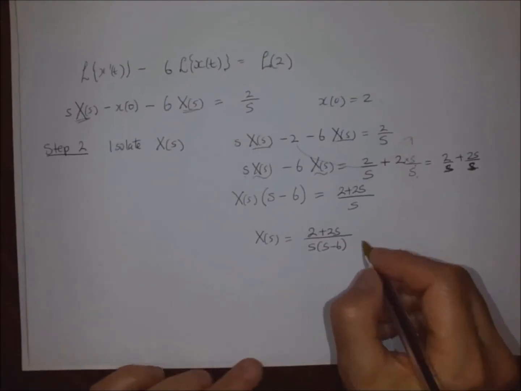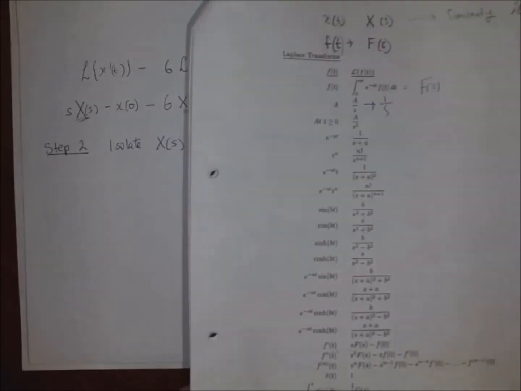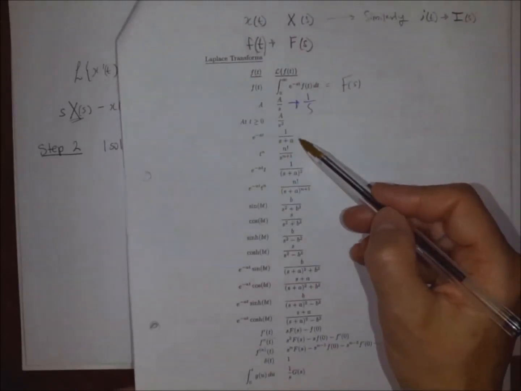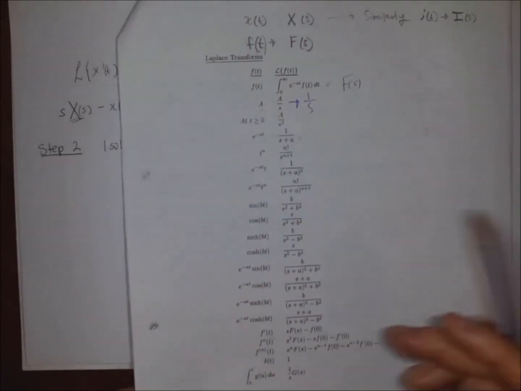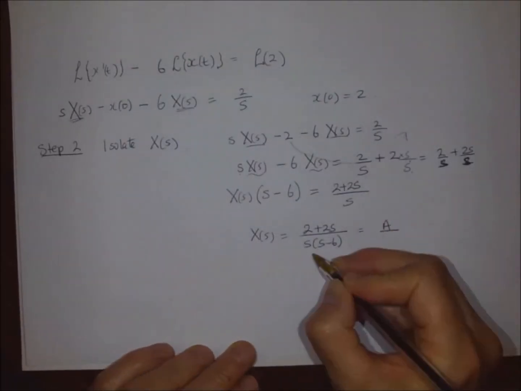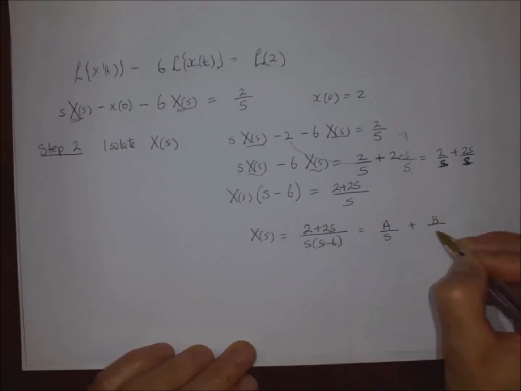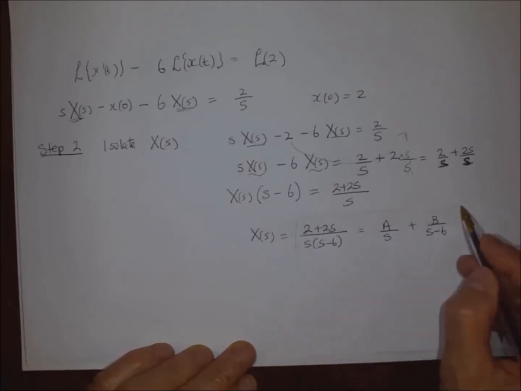Okay, the reason we use partial fractions is that we can work backwards from something like this. It's easier to work from. So that will become A over the factor s plus B over the factor s minus 6. Now this is the equation we're working with.